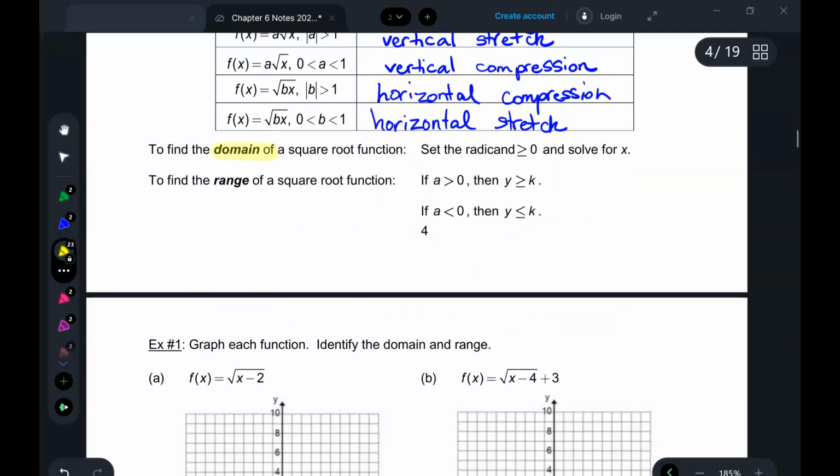Okay, domain: set the radicand. When I say radicand, do you know what that means? It's the part under the square root, okay? Set it greater than or equal to 0 and solve for x. That will automatically give us our domain every single time.